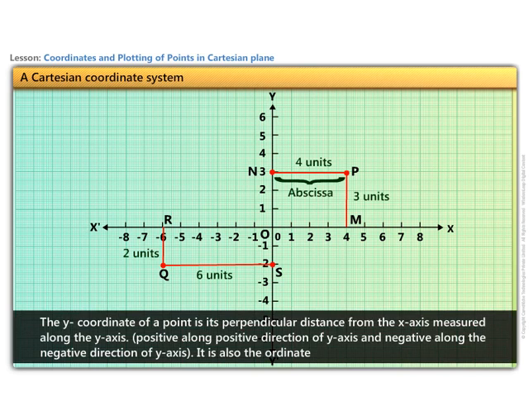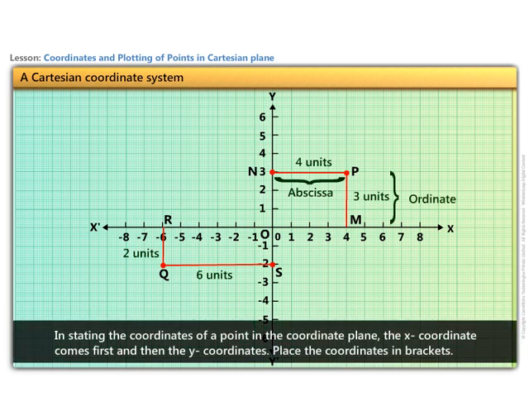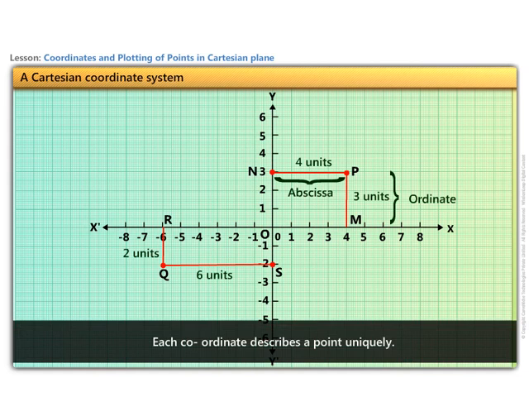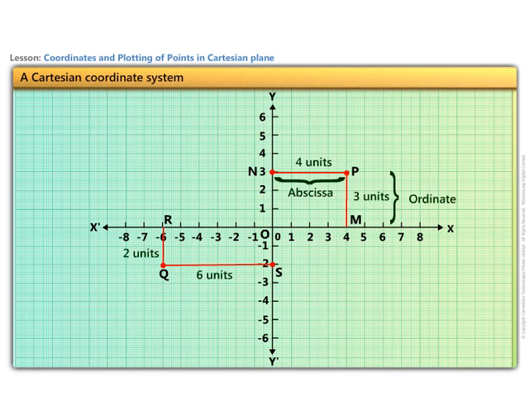The y-coordinate of a point is its perpendicular distance from the x-axis measured along the y-axis, positive along a positive direction of y-axis and negative along the negative direction of y-axis. It is also the ordinate. In stating the coordinates of a point in the coordinate plane, the x-coordinate comes first and then the y-coordinate. Place the coordinates in the brackets. Each coordinate describes a point uniquely. Here, the coordinates of P are (4, 3), and the coordinates of Q are (-6, -2).